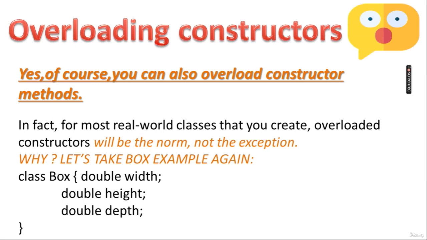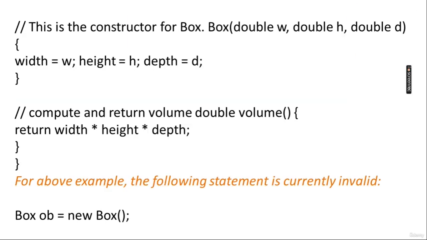Let's take a box example. I'm creating a box example, class Box with double width, double height, double depth, that we have already seen in the previous session. This is the constructor for Box. Now the Box parameterized constructor we have defined like in the previous session: Box(double w, double h, double d), width is equal to w, height is equal to h, depth is equal to d. So instance variables are width, height and depth, and the parameters are w, h and d. Compute and return the volume, width times height times depth.